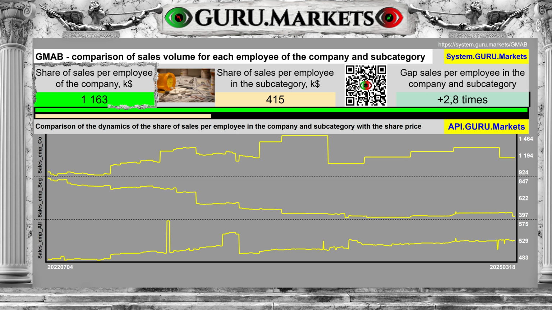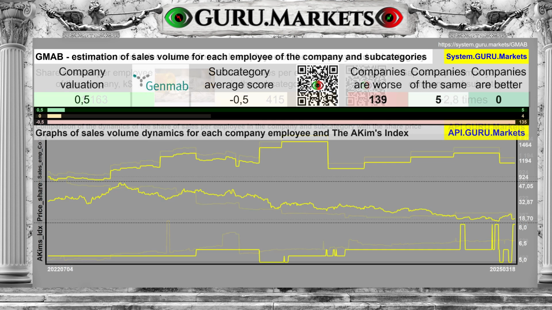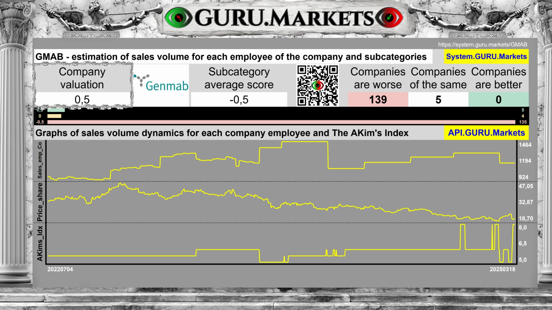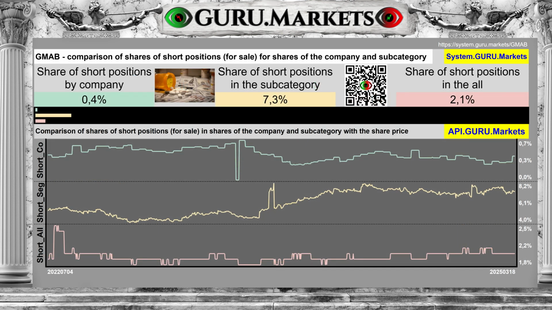$1,163,000. In the subcategory, $415,000. The difference between the subcategory average and the company's performance is 180%. Estimation of revenue per individual employee in comparison with the indicators of companies in the subcategory. Good, 0.5 points. The volume of sales transactions corresponds to 0.4%, with an average for the subcategory of 7.3%.